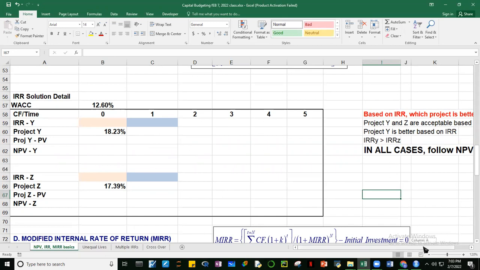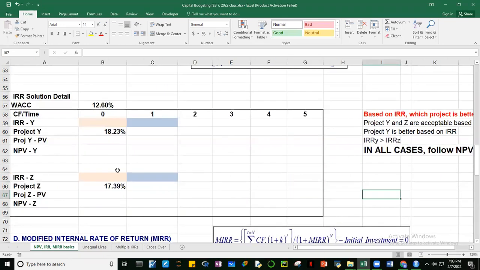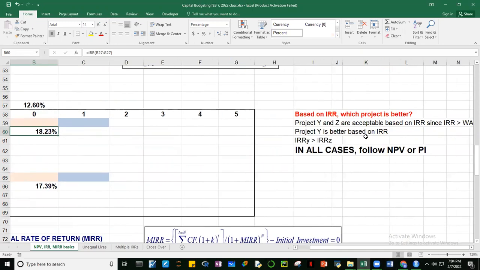Therefore, ano yung conclusion natin dito? Based on IRR, both are acceptable. In the first place, Project Y and Project Z are acceptable because they are both higher than the weighted average cost of capital of 12.6. So okay si Project Y, okay si Project Z. Kung independent sila, okay parehong piliin. But if they're mutually exclusive, what we're going to choose is Project Y, di ba? Project Y is better based on IRR because the IRR of Y is greater than IRR Z.